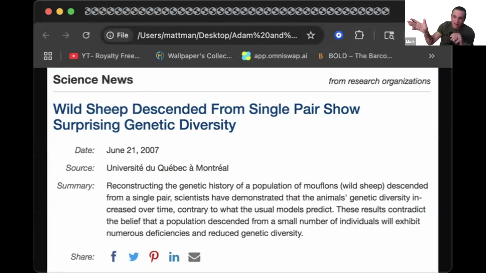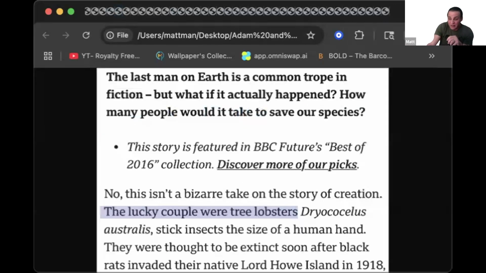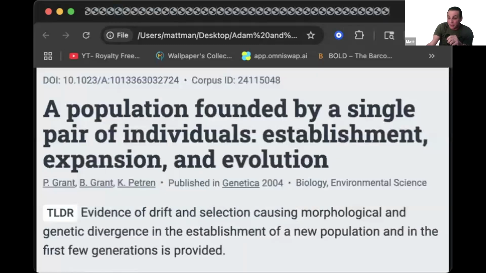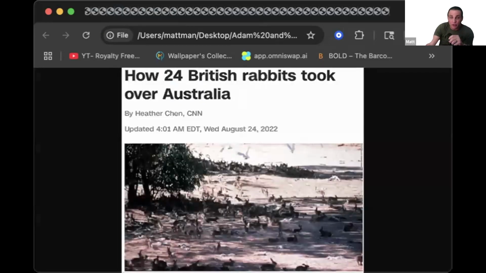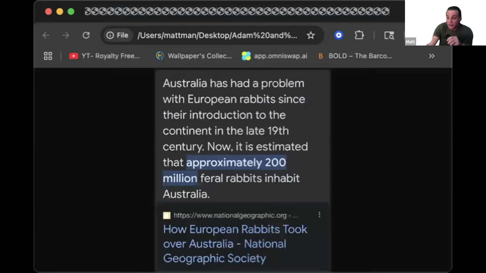And why they're dropped off, probably for whatever reason. There could be multiple, but here's a single pair of sheep. There's a stick insect, and three types of lobsters, but they're actually insects. They had no problem regrowing. There's finches founded by a single pair. They had no problem. There's 24 rabbits that were dropped off in Australia. There are 200 million of them today.